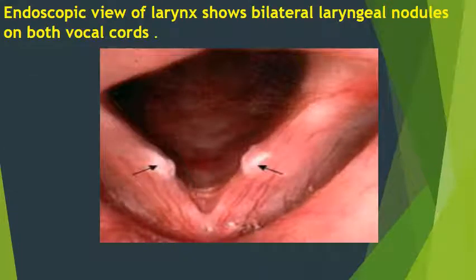Look at it. Here is the gross appearance of this vocal cord or laryngeal nodule. It is actually a bilateral nodule. Here it appears on both vocal cords. This is an endoscopic view of the larynx.